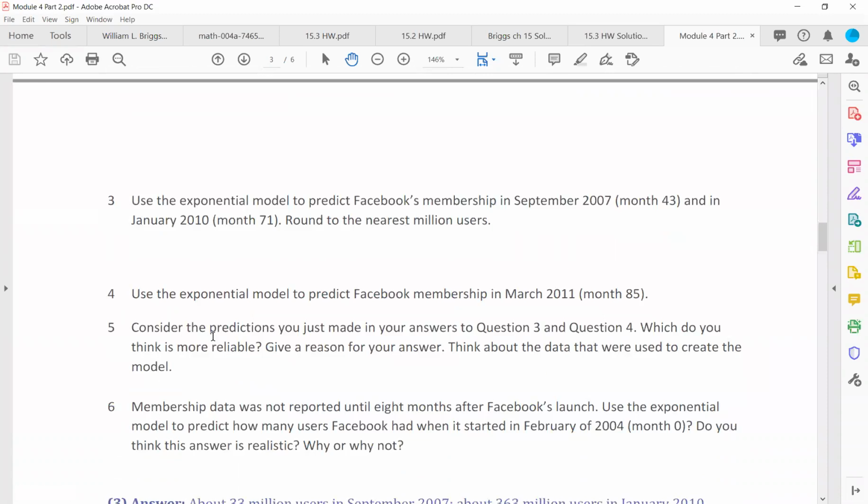And 5, consider the predictions you just made in your answers to question 3 and 4. Which do you think is more reliable? And 6, membership data was not reported until 8 months after Facebook's launch. Use the exponential model to predict how many users Facebook had when it started in February 2004, or month 0. Do you think it's realistic?